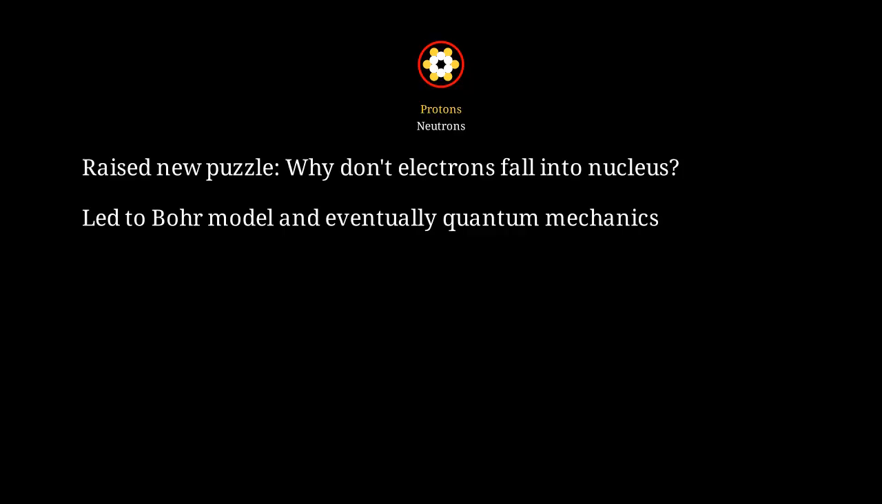But Rutherford's model raised a new puzzle. If electrons orbit the nucleus like planets, classical physics says they should radiate energy and spiral into the nucleus in a fraction of a second. This paradox led Niels Bohr to propose his quantum model in 1913, which eventually evolved into full quantum mechanics by the mid-1920s.